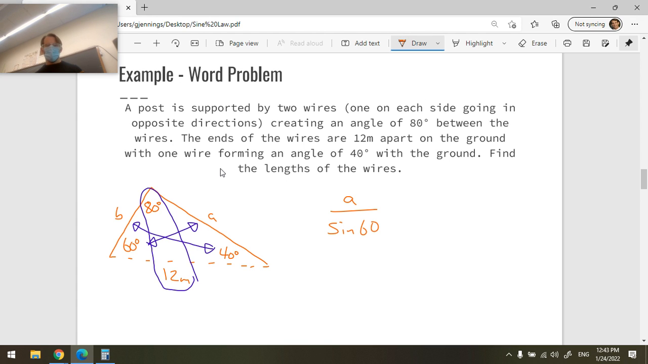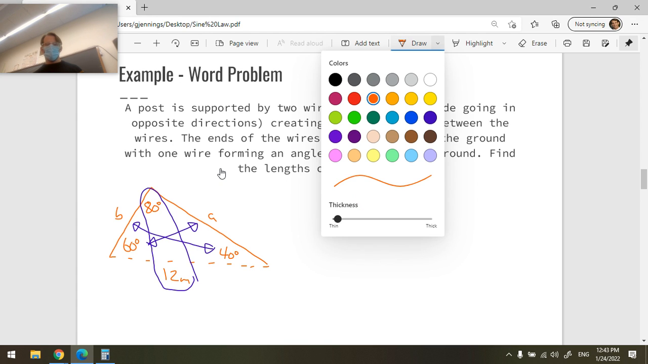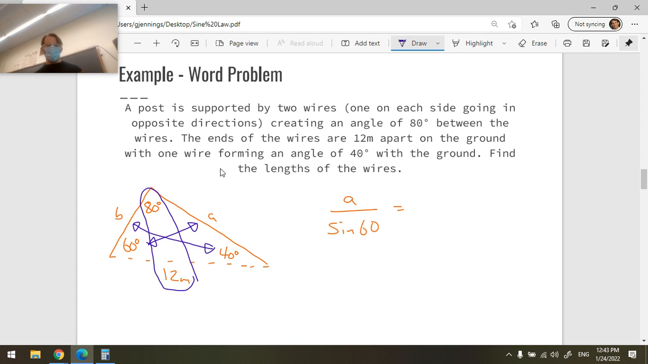This is one pair equals, and let's do it in another color. This one is B over, or C over sine 80. So that's 12 over sine 80. Okay. Now to solve this one for A, I'll multiply both sides by sine 60, because I'm dividing here, multiplication moves it up to the top on the other side. Cool. Now I have A is equal to 12 sine 60 over sine 80.